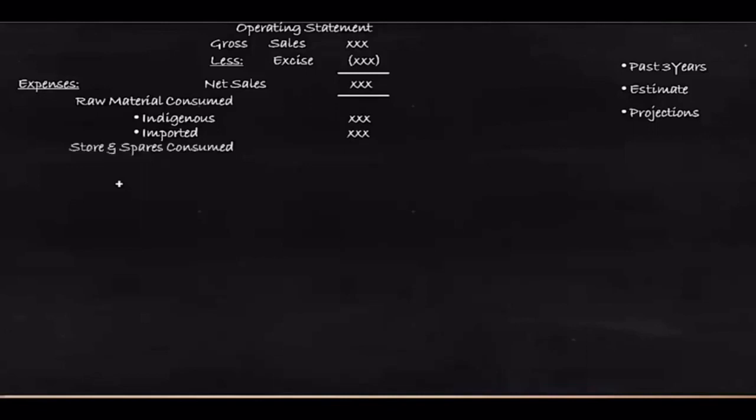Number two, what are the stores and spares that have been consumed, and that should be broken into indigenous and imported. Then what is the expense incurred by the company on its laborers?